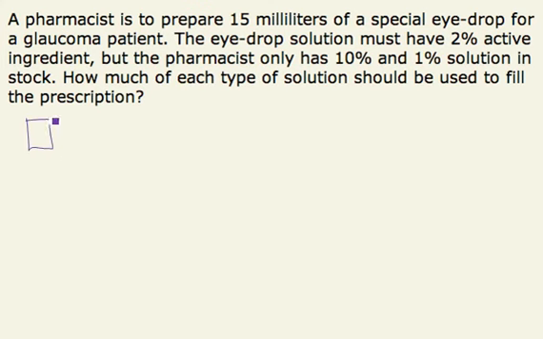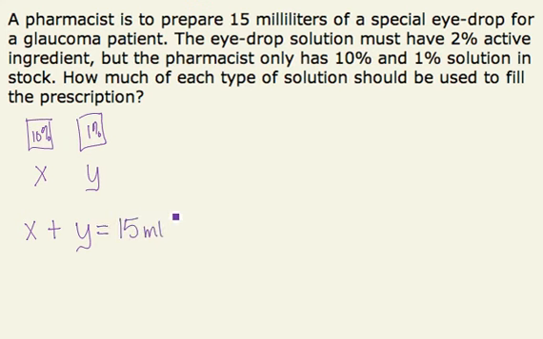To begin with, I'm going to look at my two solutions I have in stock, which are 10% and 1%. I'm going to label these two solutions X and Y. Well, the pharmacist needs 15 milliliters, so I know that however many milliliters of X, my 10%, I use, plus however much I use of my 1%, or my Y, has to equal 15 milliliters.